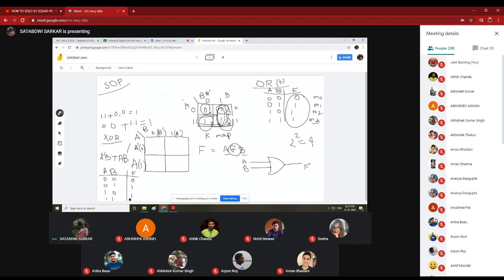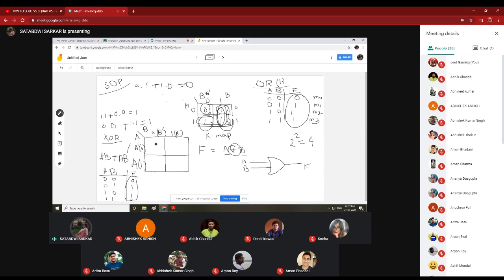For 1 1, we can get 1 bar, that is 0, into b value 1, plus a b bar. A means 1 and b bar, that is 1 bar, that is again 0. So again we have 0, because 0 into 1 is 0, 1 into 0 is 0. So we get here 0.